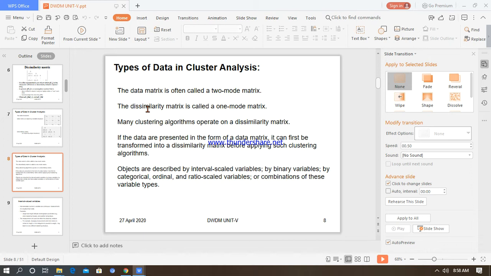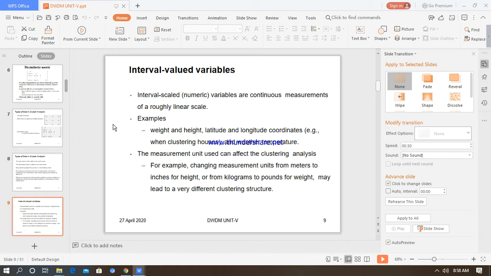Objects are described by interval scaled variables, binary variables, categorical variables, ordinal variables, ratio scaled variables, and so on. In this session we are going to see the parts of the interval scaled variable, binary variable, and all these things. First one, interval value variables. These are nothing but the numerical variables like height, weight, latitude, longitude, weather, temperature, and all these things. And these interval scaled numeric variables are continuous measurements on a roughly linear scale.